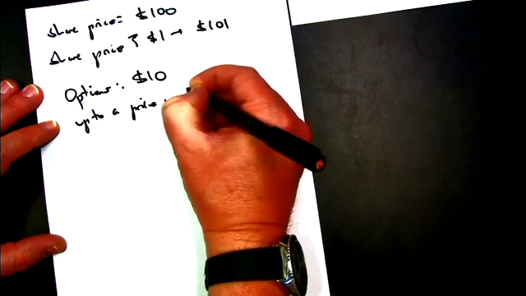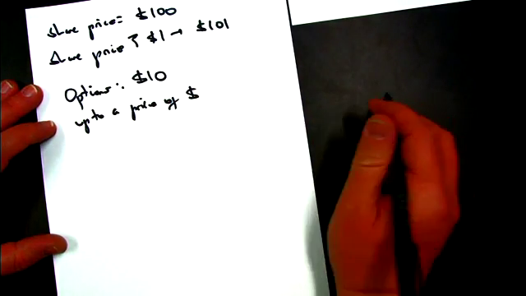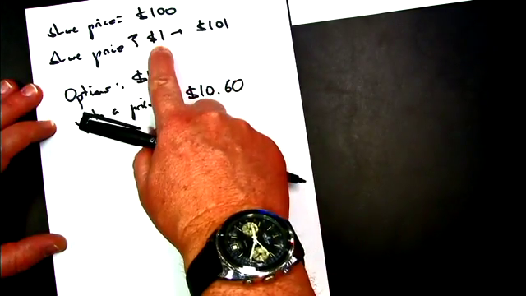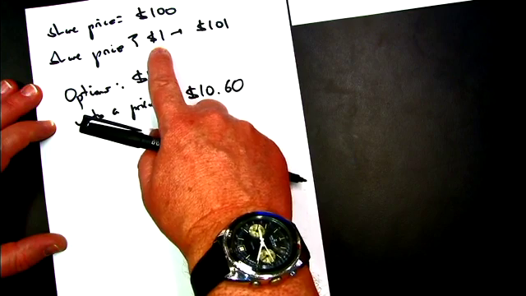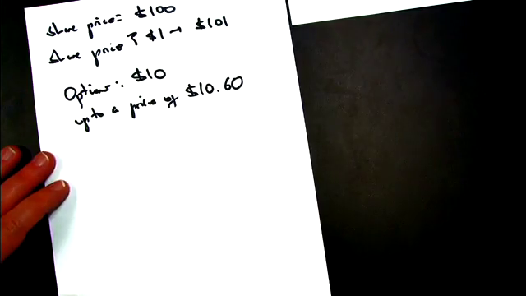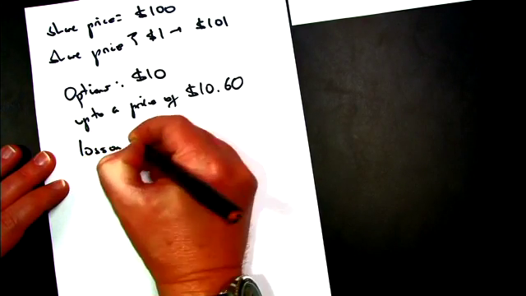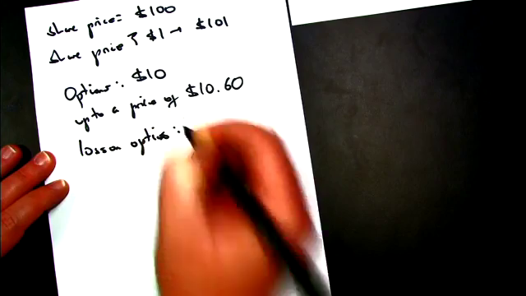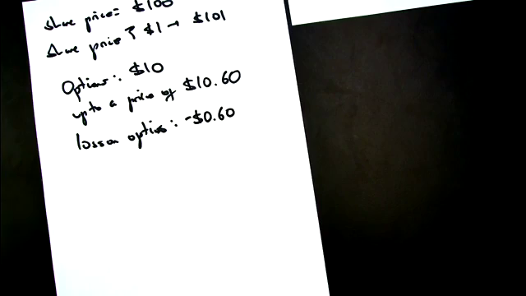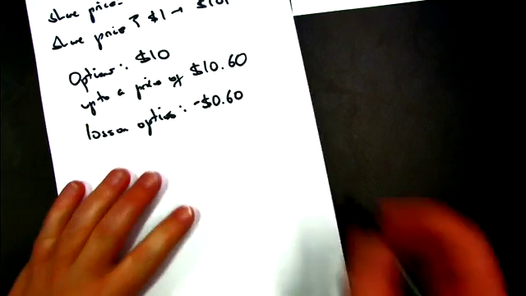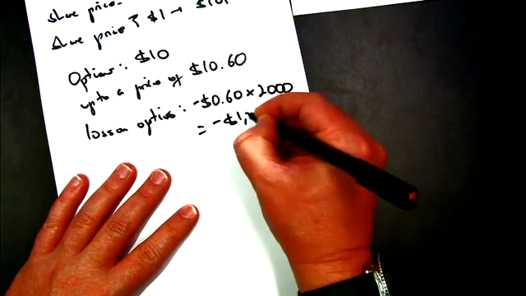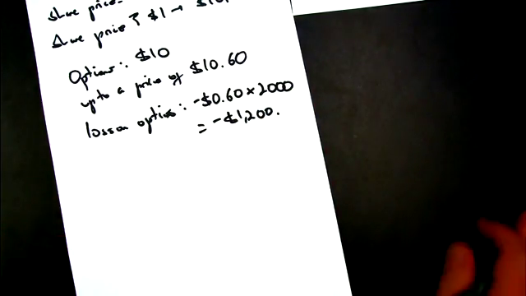They'll go up to a price of $10.60. Fantastic. The share price goes up by $1, delta is 0.6, so it must go up by 0.6 of a dollar. So it goes up by 60 cents. So what is my loss on my options? Remember, you're the writer. Well, you've lost 60 cents per option because you'd have to pay someone 60 cents more now to be the writer. You own 2,000 of these options, so you are $1,200 worse off.